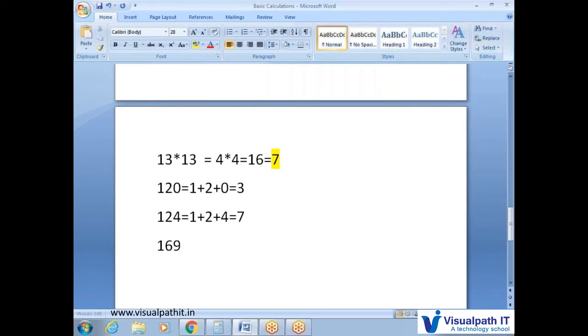And one more option, 1 plus 6 plus 9. Okay, 1 plus 6 plus 9. So 10, 10 plus 6, 16. 16 means that is equal to 7. So option C is also satisfied.